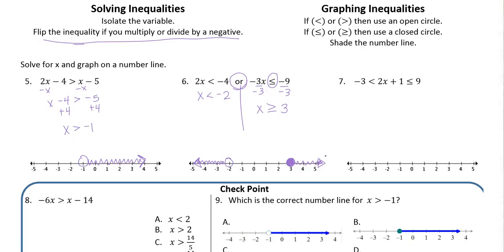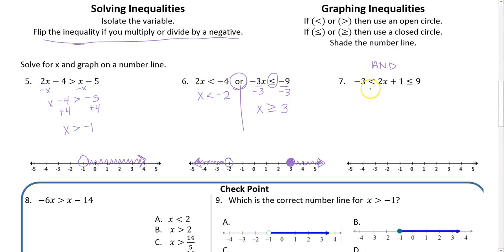Number 7. This is also a compound inequality. This is called an AND inequality. So -3 is less than 2x plus 1 is less than or equal to 9. That means that 2x plus 1 is less than or equal to 9, and it is also greater than -3.